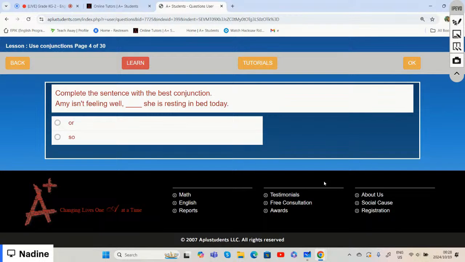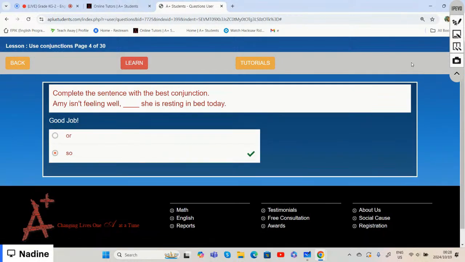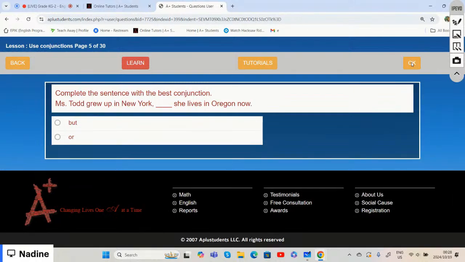All right. So if we were to choose the correct option, or let's say the best conjunction, we would say Amy isn't feeling well, so she is resting in bed today. Because she's not feeling well, so she needs to rest.